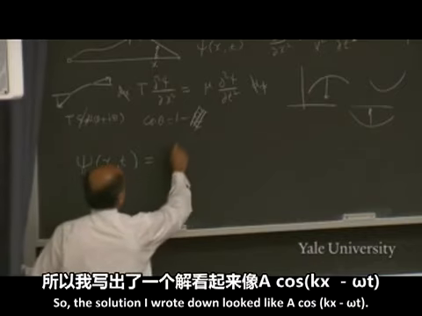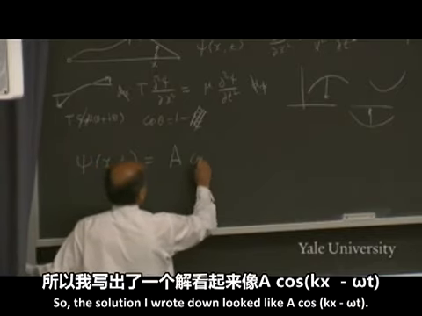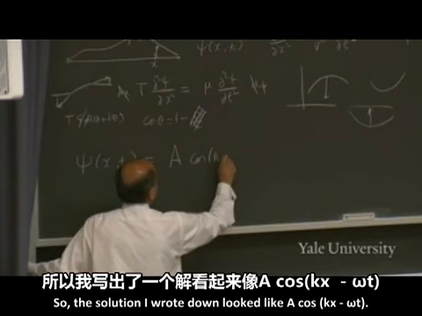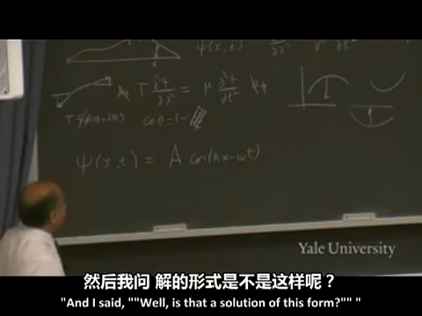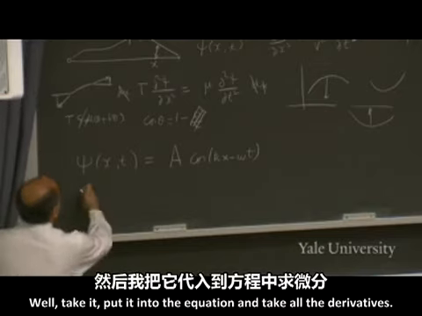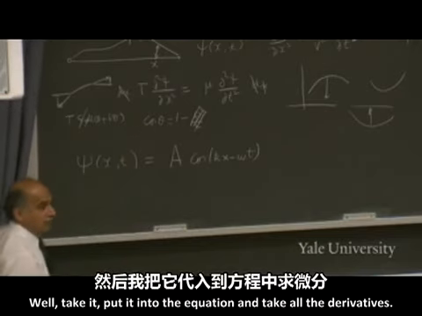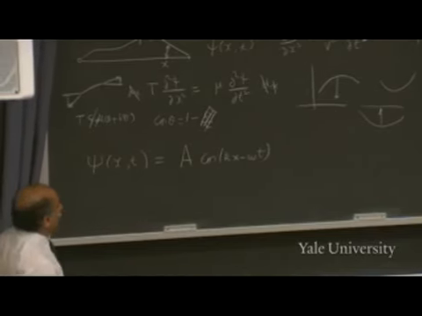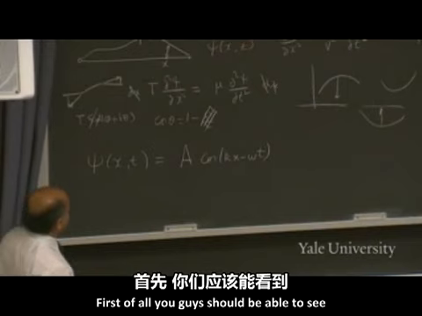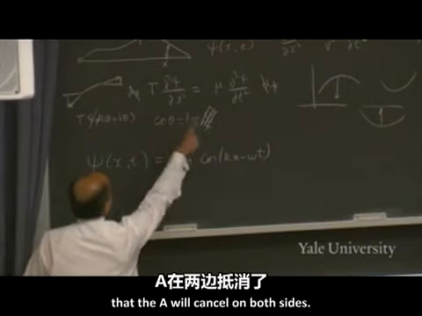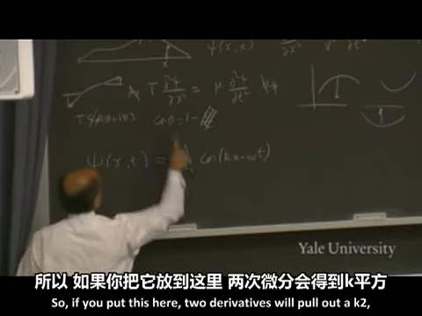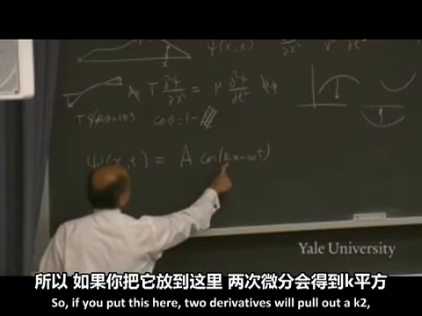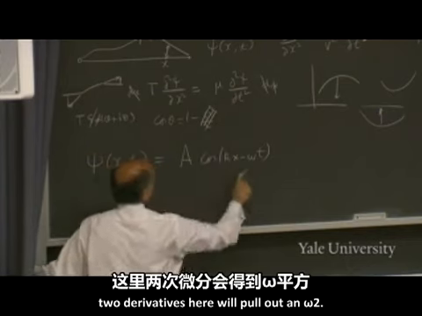The solution I wrote down looked like A cosine of kx minus omega t. And I said, well, is that a solution of this form? Well, take it, put it into the equation, and take all the derivatives. First of all, you should be able to see that the A will cancel on both sides. Do you see that? So if you put this here, two derivatives will pull out a k squared. Two derivatives here will pull out an omega squared.